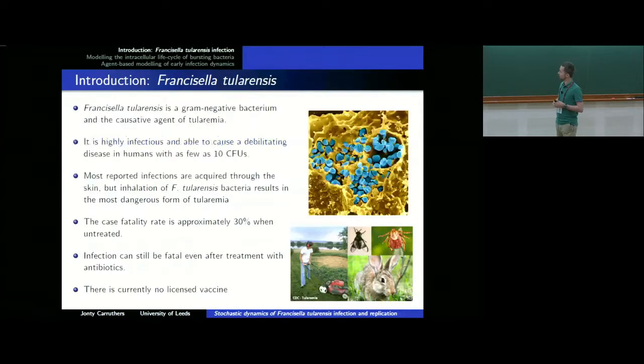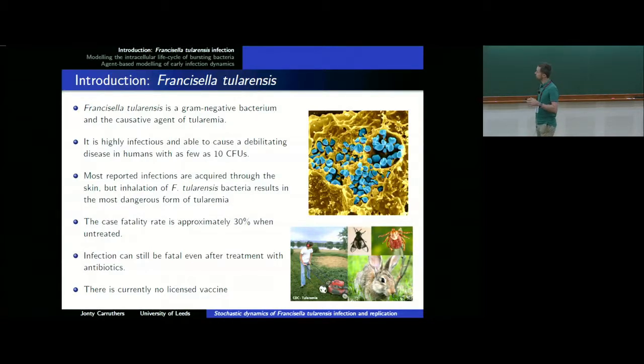So starting off, what is Francisella tularensis? It's a gram-negative bacteria, and it causes the disease tularemia. One of the striking features of this bacteria is how infectious it is. It can cause tularemia, which can be quite a severe disease, with as few as 10 colony-forming units in humans. And this can be right down to just a single colony-forming unit in mice.